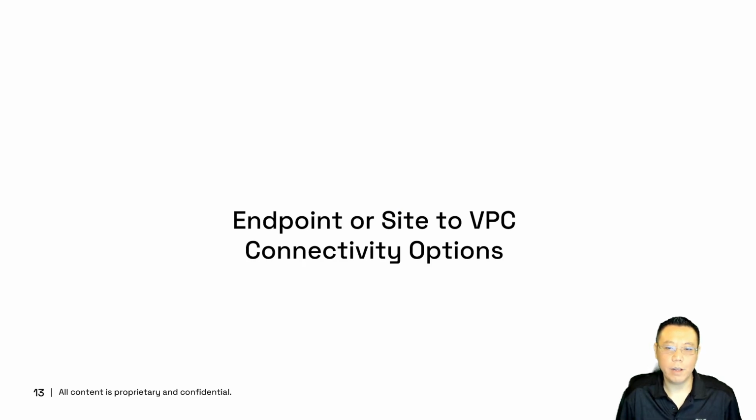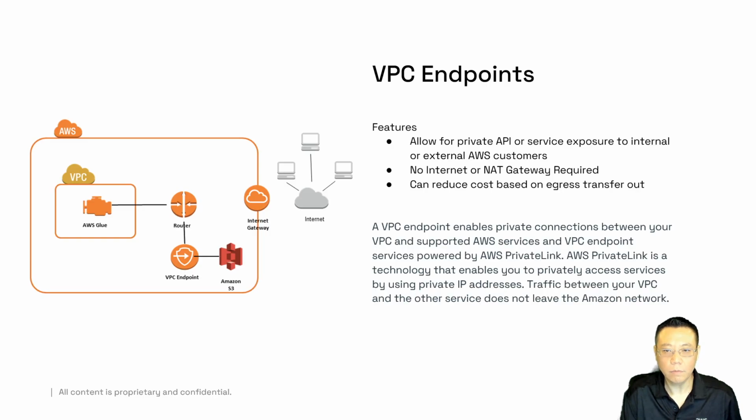Let's talk about endpoint and site to VPC connectivity options. Now, VPC endpoints are a little bit different. This is a very interesting concept that most newcomers come to AWS going, well, doesn't everything come into internal networking and traffic?